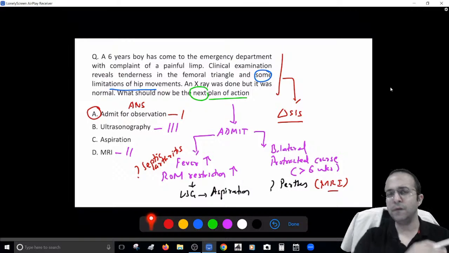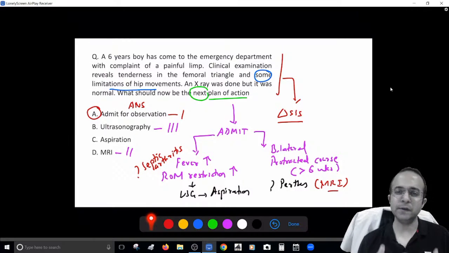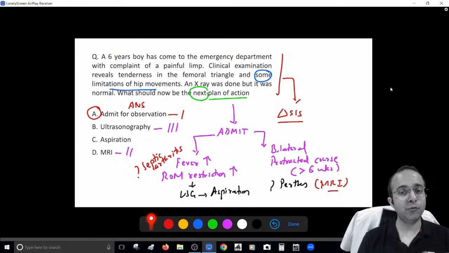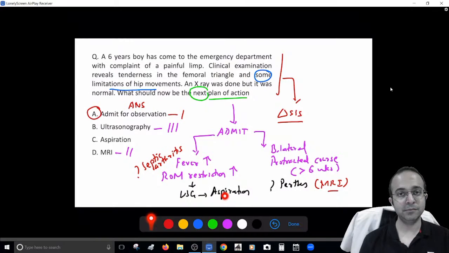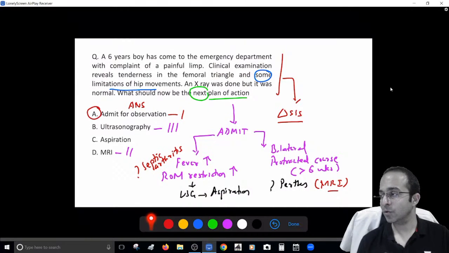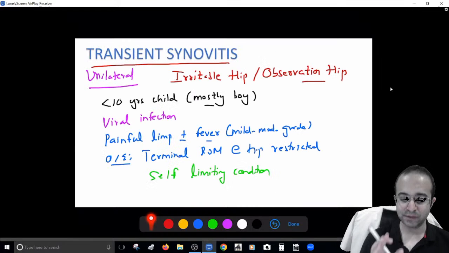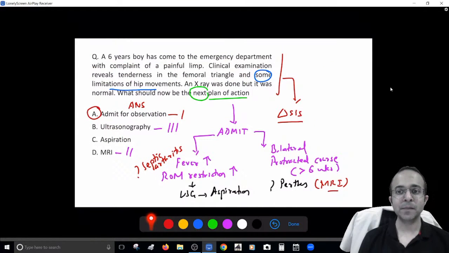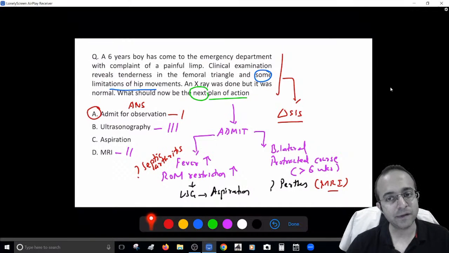You think the fever is becoming higher, TLC, DLC counts increasing, the restriction of movement becoming more, even all ranges of movement undergoing restriction. This is where you go with ultrasound and aspirate and proceed. Got my message? Okay, so are you guys clear with this, what is transient synovitis, and how it's such a close call to distinguish it from septic arthritis and Perthes disease?